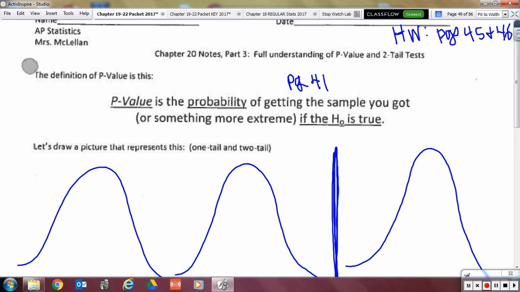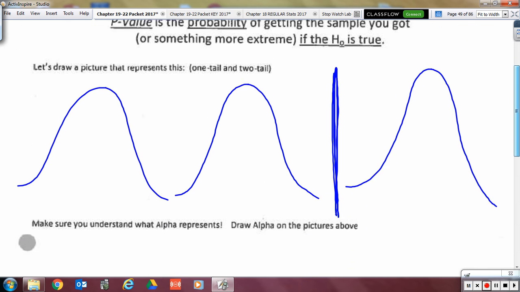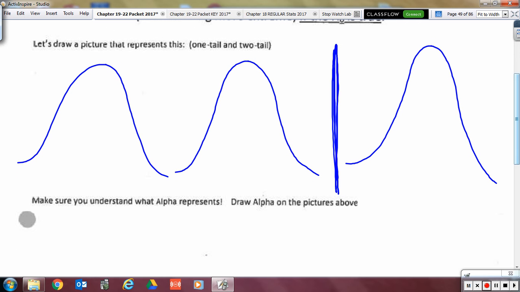Yep. Okay, so here we go. So we know that we've got the definition of p-value, but I want to talk that through with you through one-tailed problems versus a two-tailed problem. Everything we've had so far has just been one-tailed. So, for example, all our alternatives have just been either a less than or a greater than.